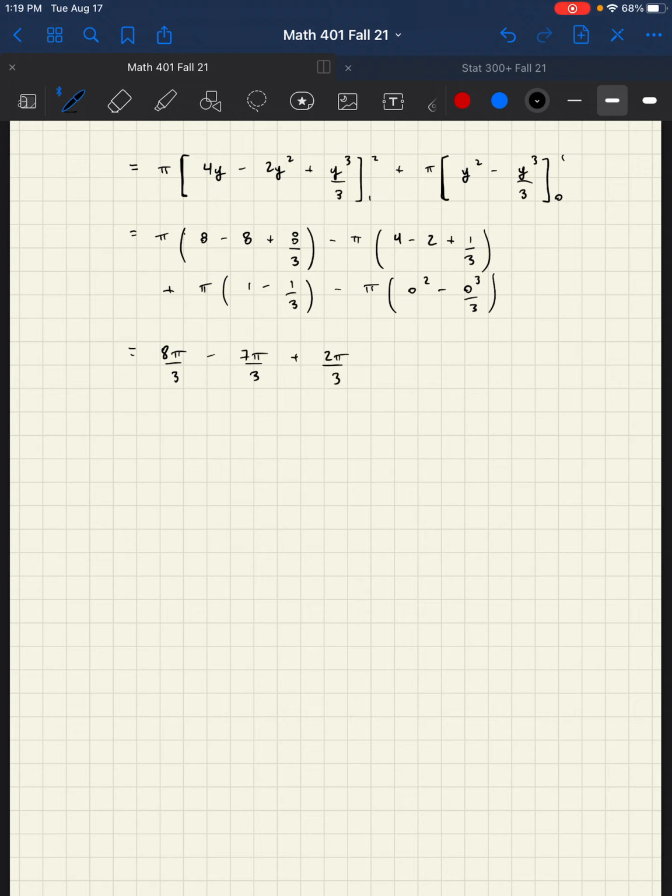Minus 7 pi over 3 plus 2 pi over 3. And then the last one was 0, so that one doesn't even count. So that's going to be 8 pi minus 7 pi plus 2 pi all over 3. And that should be 3 pi over 3, or pi. Wow, wasn't that nice? I love it when things end like that.